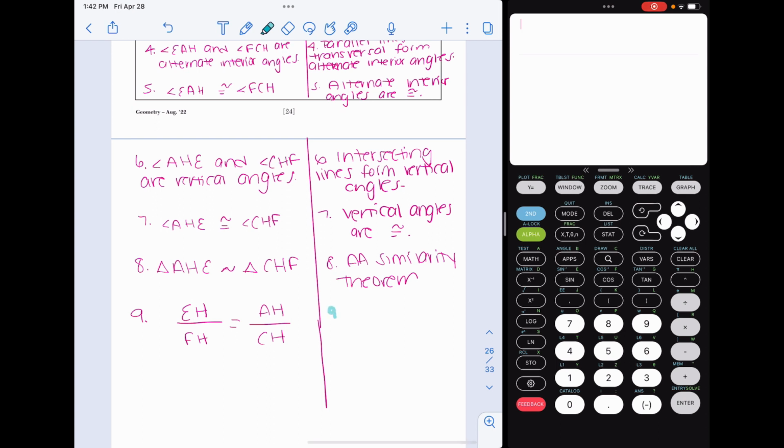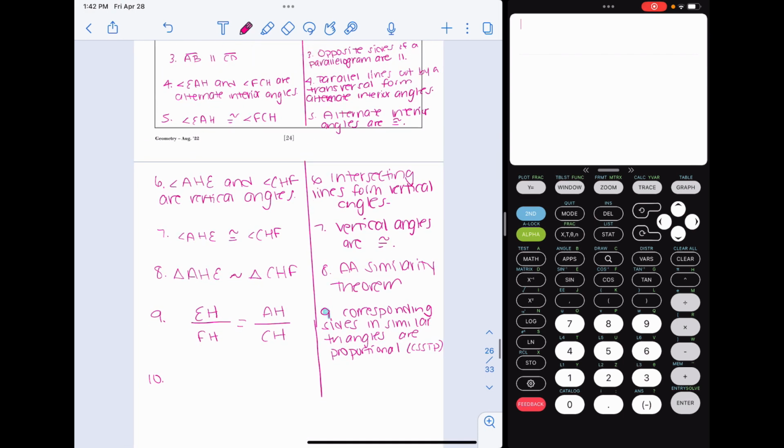So this is because corresponding sides in similar triangles are proportional. And that can often be abbreviated with CSSTP. Finally, our proof statement. Cross multiply this proportion right here. You have EH times CH equals FH times AH.